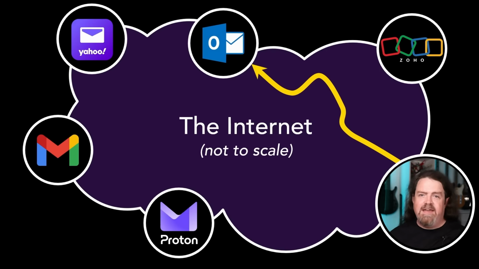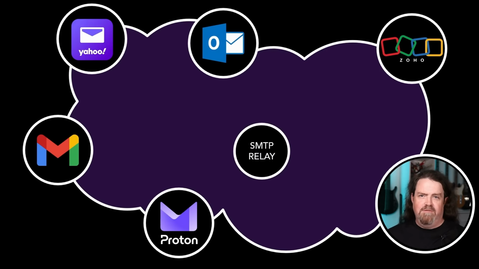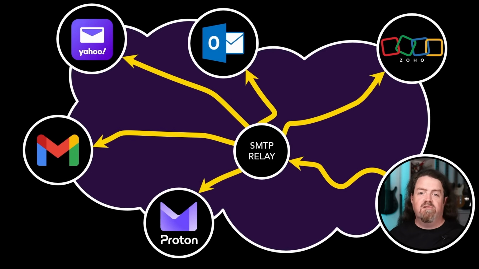Now, I have actually built systems that worked like this, but unless you are selling email delivery as a service, trust me, you don't want to do that. What most applications do is to use an SMTP relay server. That way, our app can connect to a single SMTP server, hand over all of our mail, and let the internet worry about making sure it ends up in the right place.